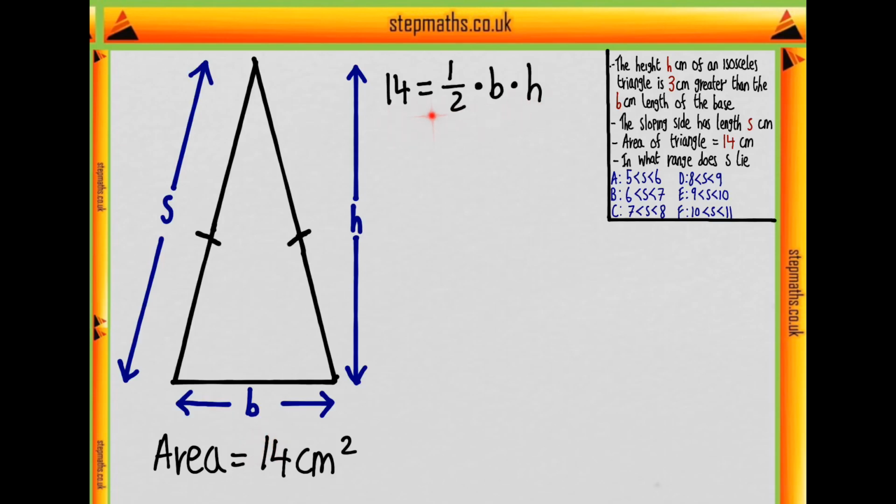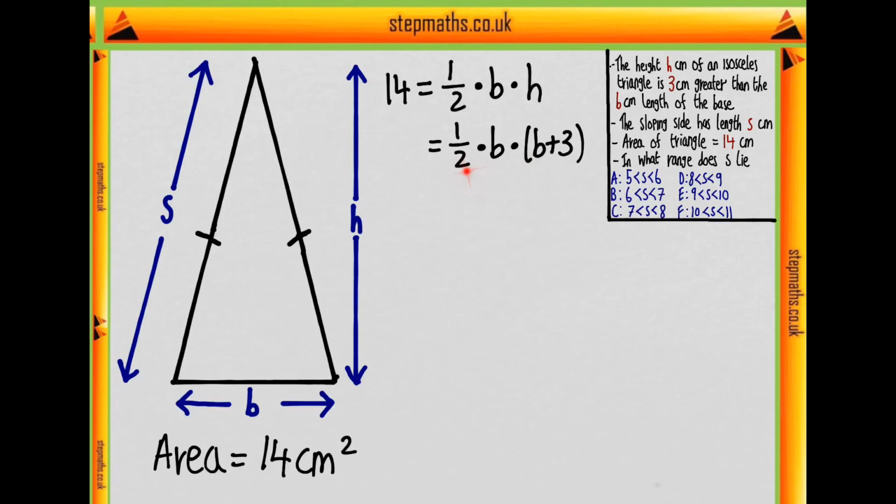So we do know one. 14 is equal to half times the base times the height. But this isn't particularly helpful in its current form because we've got two variables multiplied together equal to a number. We need it really in one variable. So we know the height of the triangle is 3 centimetres greater than the base. So we know h equals b plus 3, right? So we can substitute that in.